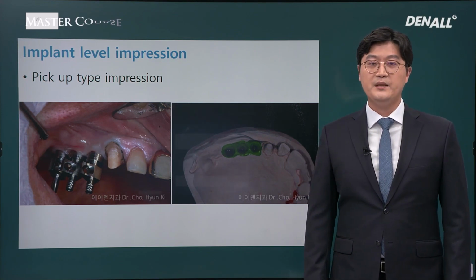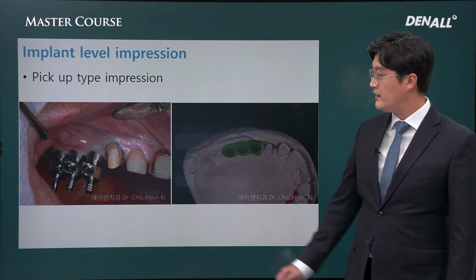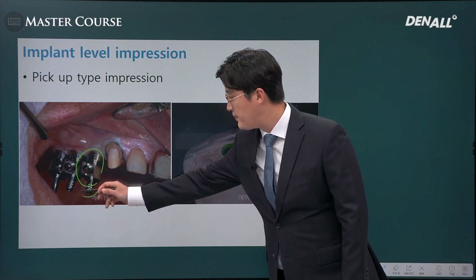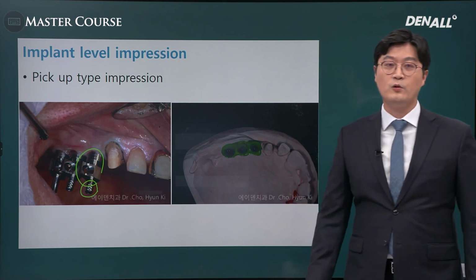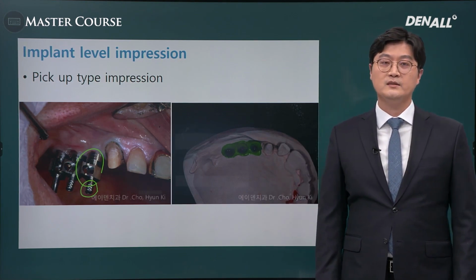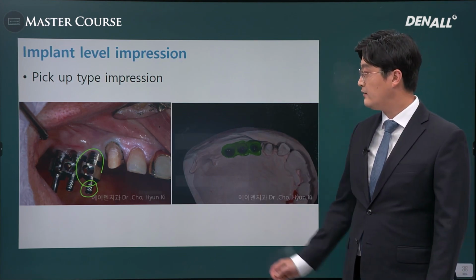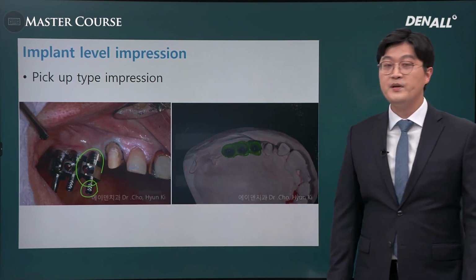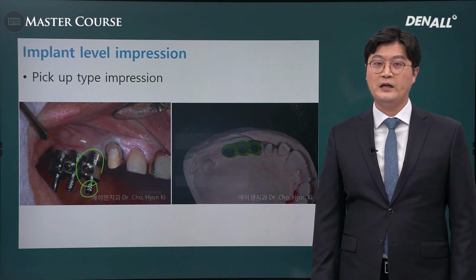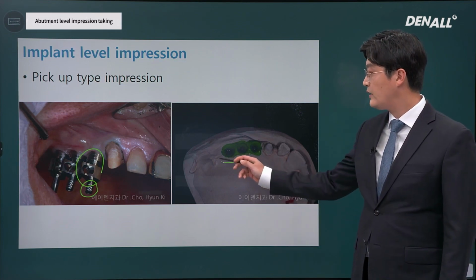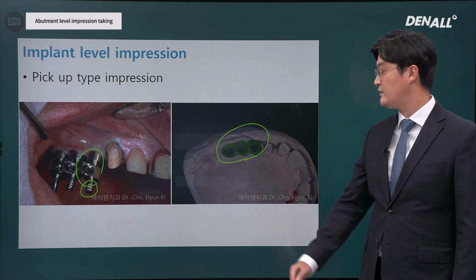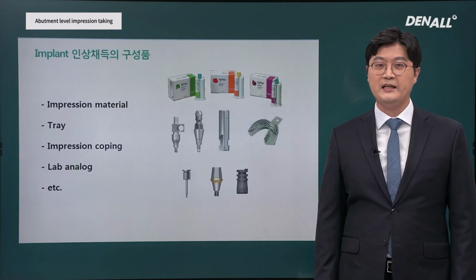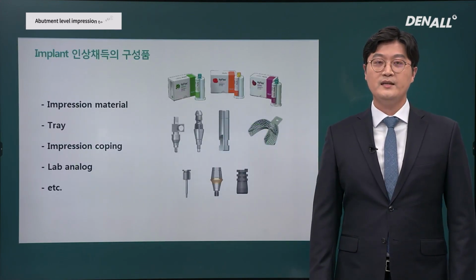Pickup type. Pickup impression copings. These are the impression copings, and the pin is coming out of the tray. The impression material in the impression tray holds the impression coping, so they all come out together. The result is the same as the transfer type, in that implant information is incorporated in a model.